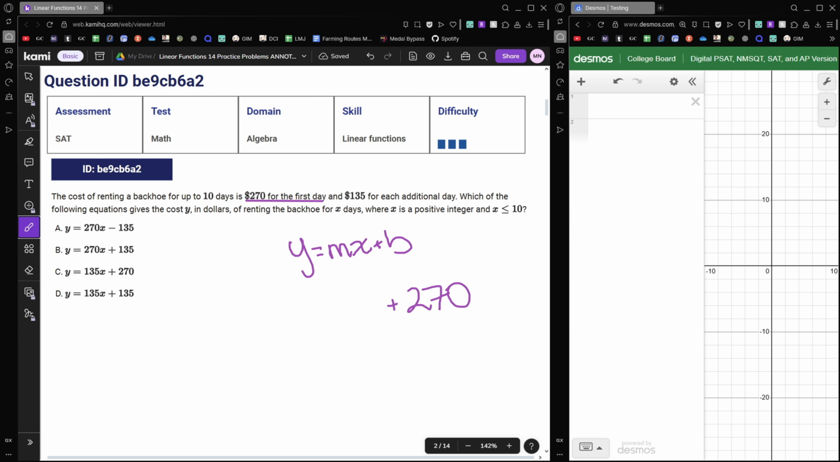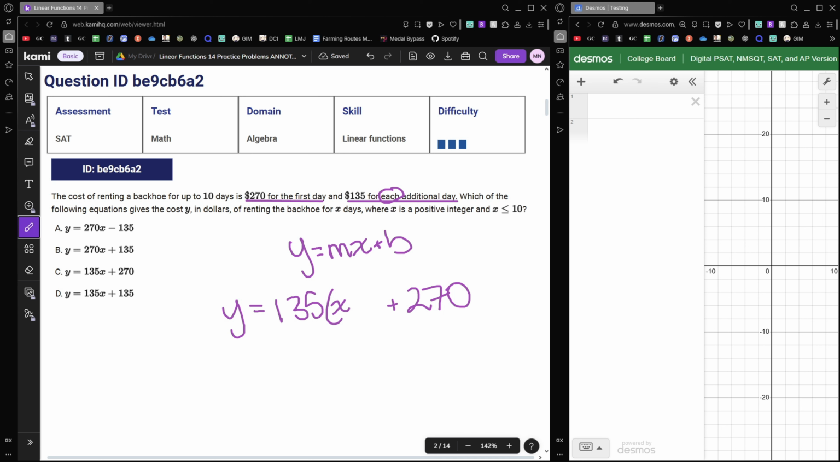Then they tell us it's $135 for each additional day. Since they say the word each, this is obviously going to be our slope. So we would do y is equal to 135x. However, there's going to be one small thing that you need to add. Now if we left it as just 135x, that would mean that for every single day, it's $135. However, that's not the case.